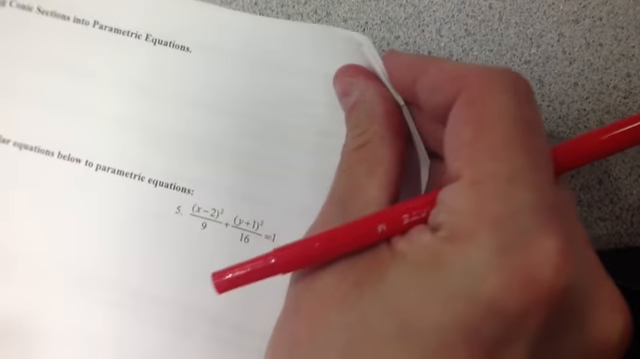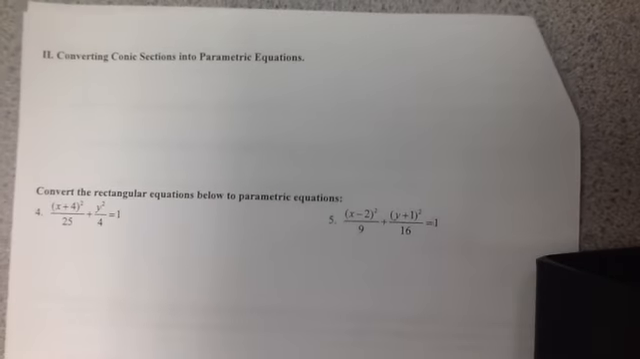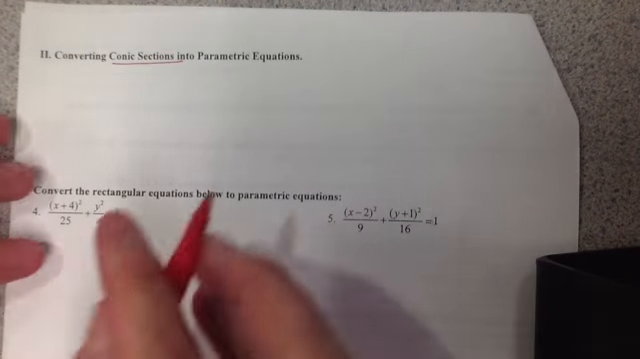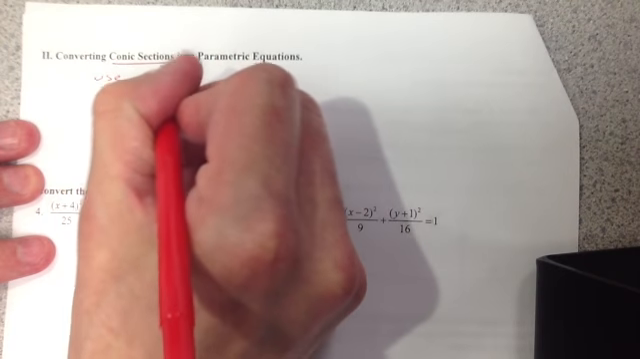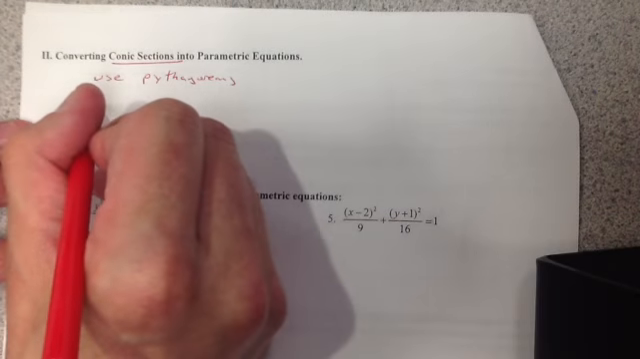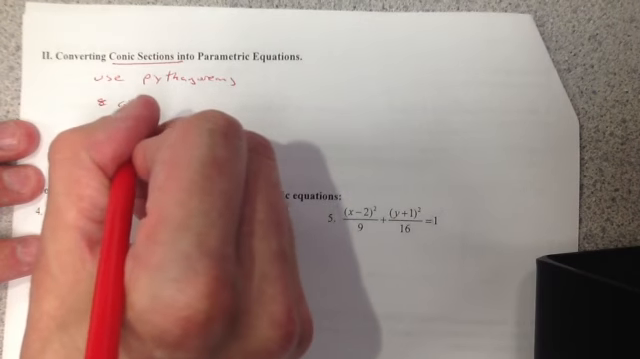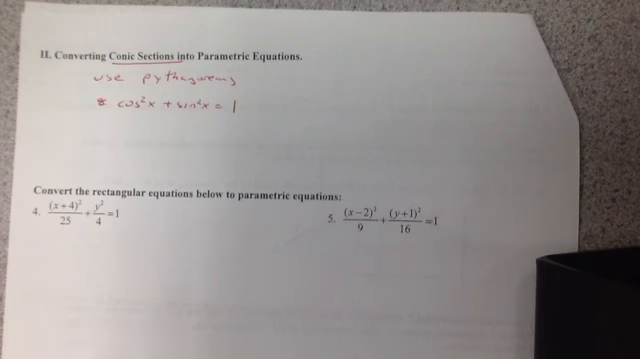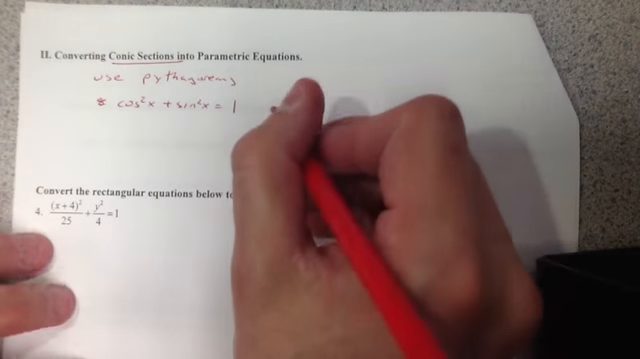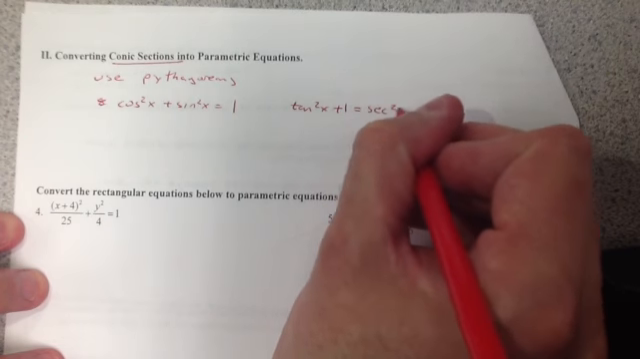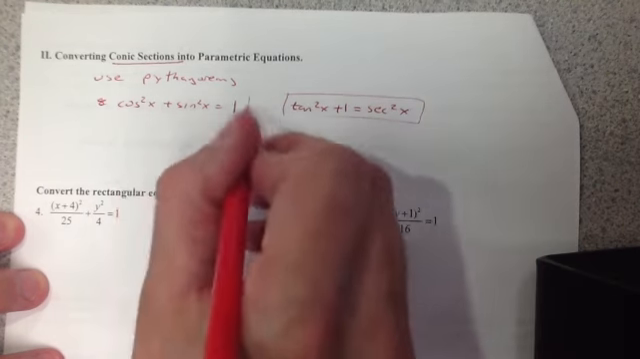So, now, what we're going to talk about next is converting conic sections. When we convert conic sections, we're going to use our Pythagoreans from trig. Makes it much easier for us. For example, we know that, let's start with cosine squared of x plus sine squared of x equals 1. And, of course, we have a couple of others as well, right? Don't forget we have that tangent squared of x plus 1 equals secant squared of x.